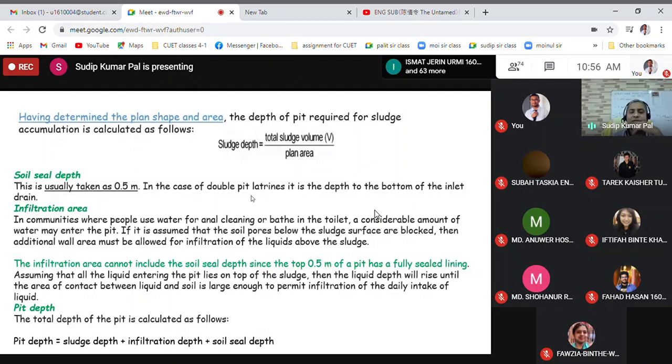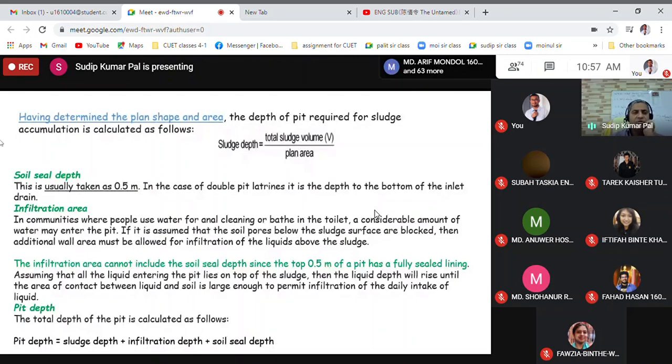So in the case of the double pit latrine, it is the depth to the bottom of the inlet drain. We will come back to the double pit system later on. But this is basically the seal depth. This means, as I showed you in the figure, basically this is the D, the soil seal depth. It's commonly taken just to prevent or avoid surface pollution or surface contamination.